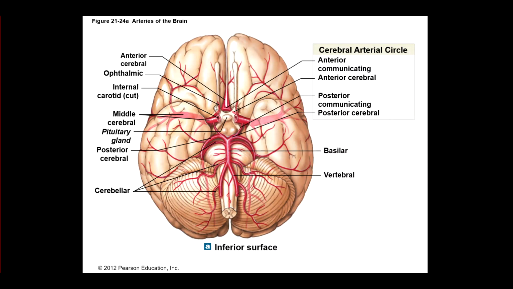So right next to the optic nerve, right there, that little guy is the ophthalmic artery, and we could see it on the other side also. So that's the first branch off of the internal carotid.